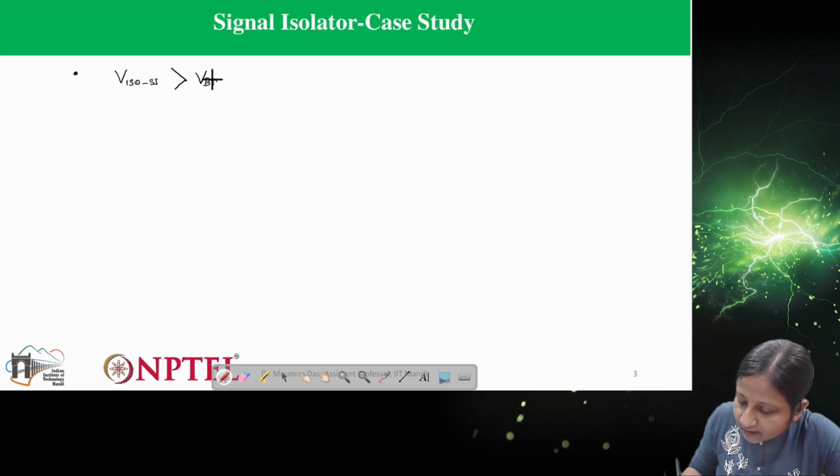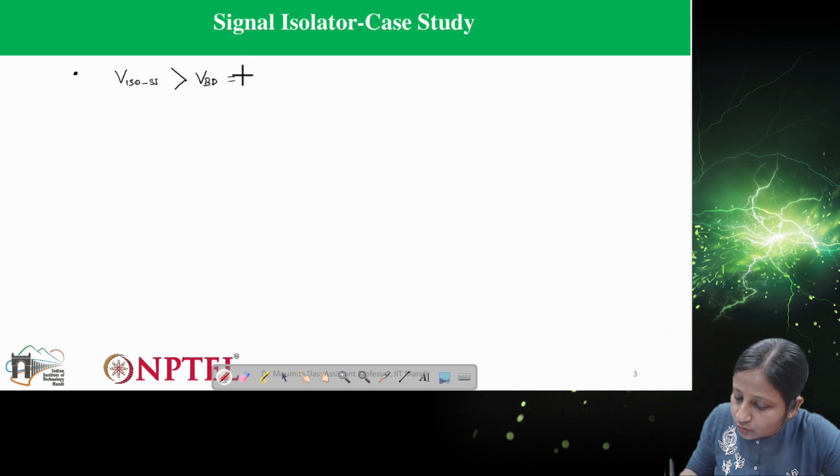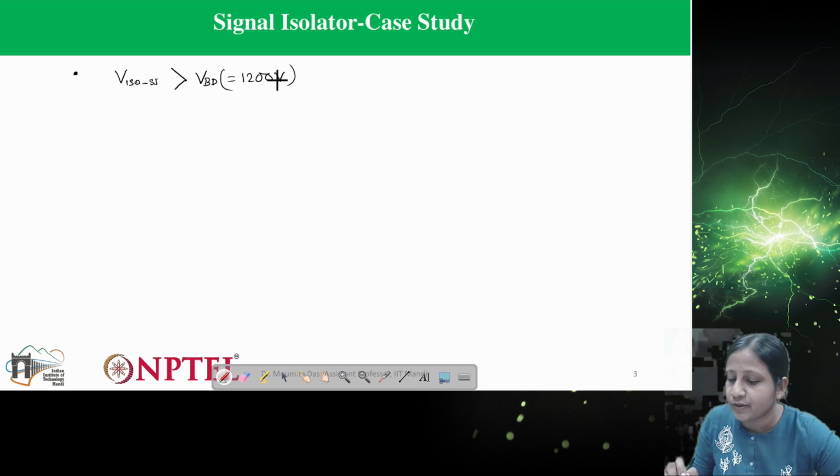I am representing the breakdown voltage of the device as VBD. So the isolation voltage should be more than 1200 volts. This VBD is given for this particular device as 1200 volts.